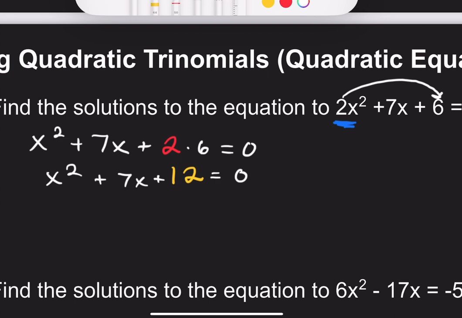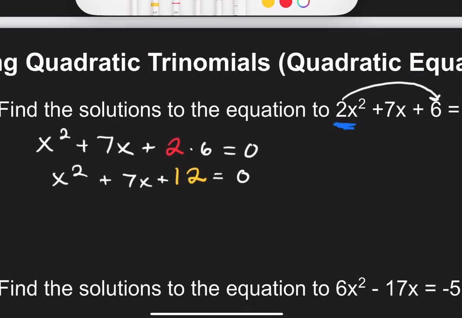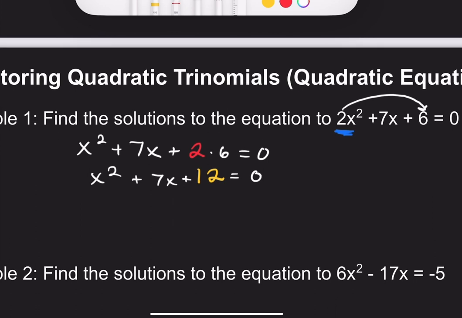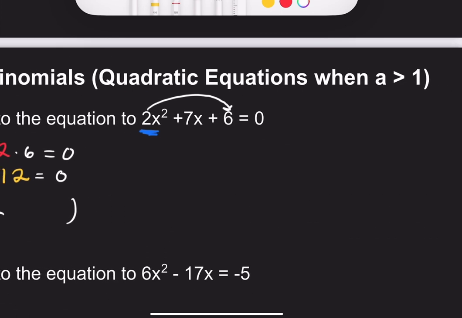Now we can factor this as a regular quadratic trinomial. The factors of x squared are x and x, here and there. And we want to find two numbers that multiply to positive 12, and when we add them, we get positive 7. So, multiply to 12.